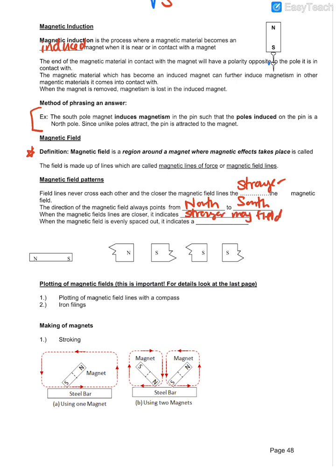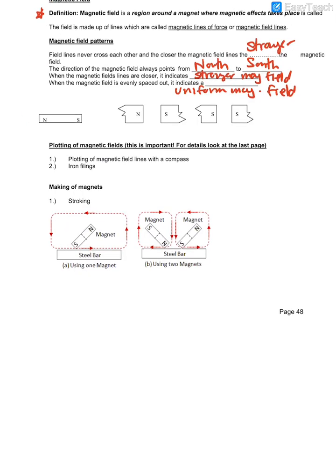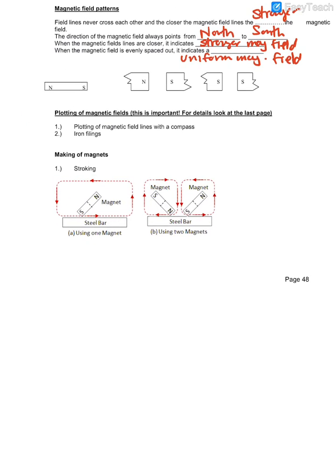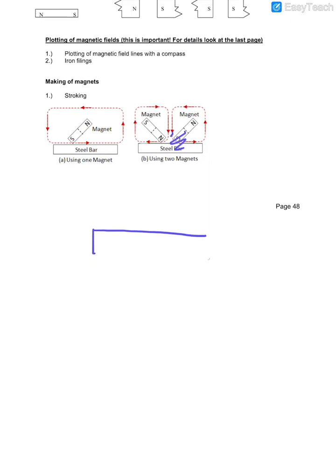And when they are evenly spaced out, if the magnetic field lines are nicely spaced out between each other, we call it a uniform magnetic field. Okay, the main thing here is this. They are going to ask you to draw the magnetic field. So how do you draw the magnetic field? It is not very difficult. It is quite easy. My diagrams here are all very small, so I draw a bigger one here. Let's say I got a magnet here, north pole, south pole.